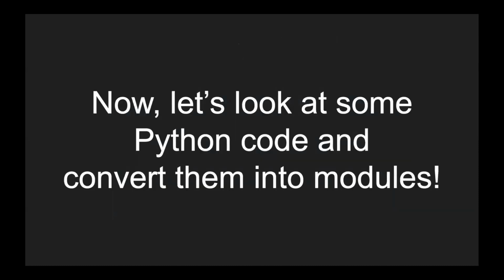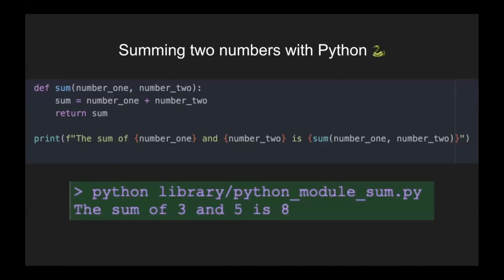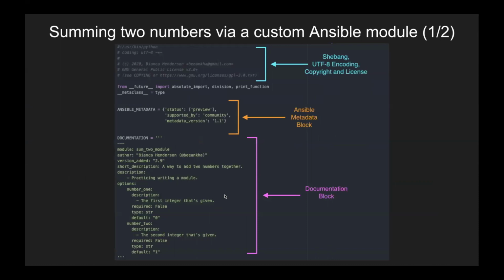Okay, so we're going to look at actual Python code. We're going to start really simple, and we're going to do math with Ansible. And then we're going to expand on that. So first, summing two numbers with Python. Pretty simple, right? There are two arguments, the first number and the second number, you sum them, and then output. Ta-da, pretty basic stuff. So we're going to turn that into a module.